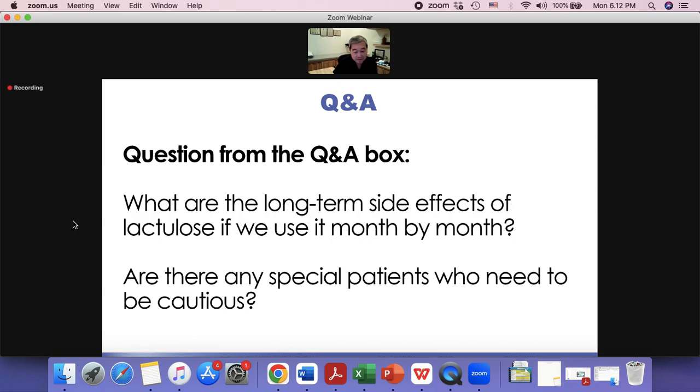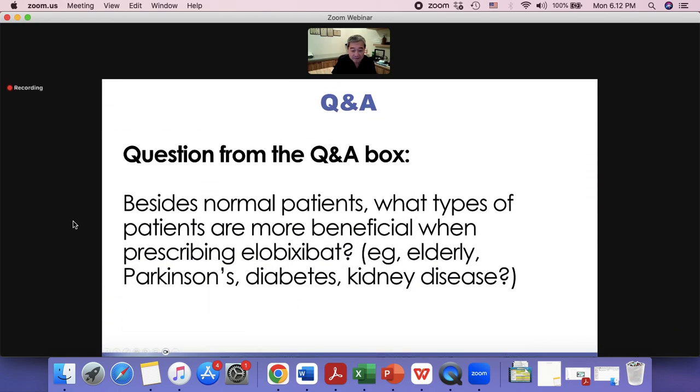Now, although I said we want to try and finish up, there is a particularly important question which I think brings up a good, unique feature for Elobixibat, which is asking what type of patients may benefit more with Elobixibat. For example, the elderly and those with Parkinson's or diabetes and kidney disease. Do you think that Elobixibat has a special position for use in these kinds of patients? Yeah, that's a good question.